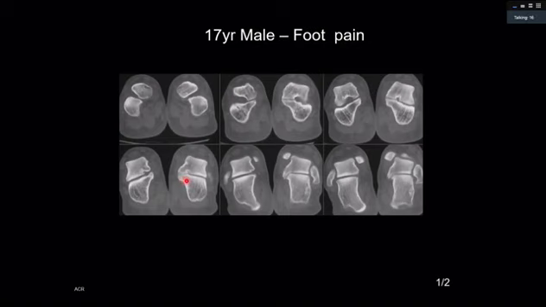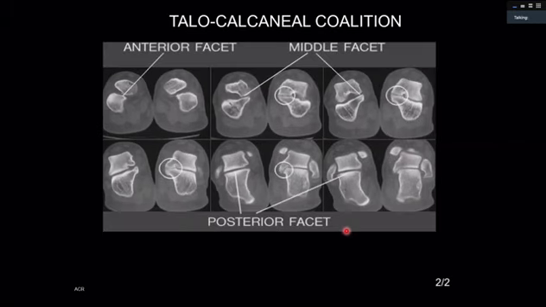The posterior is the largest. The posterior looks preserved. If you see here, reduced, okay. Yeah, reduced, right? This is the level of the fibula. So the point is that posterior as well as this one. So this was a coronal view of the anterior facet, the middle facet, and the posterior facet.